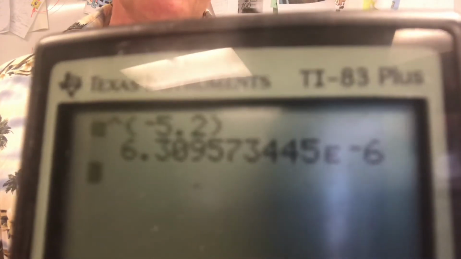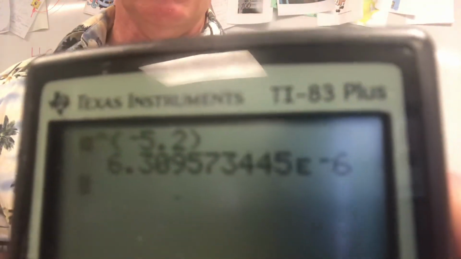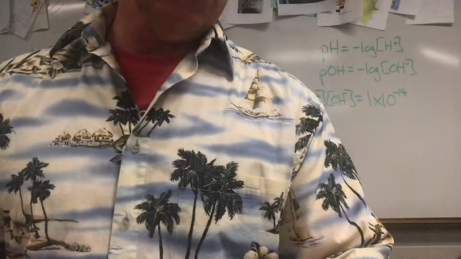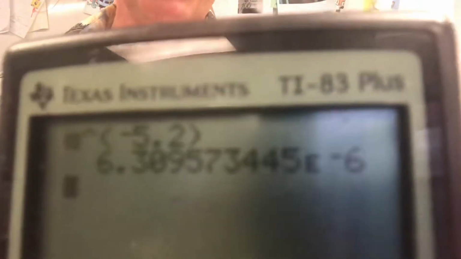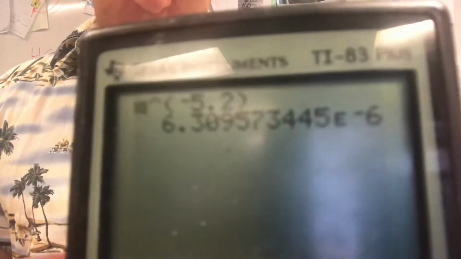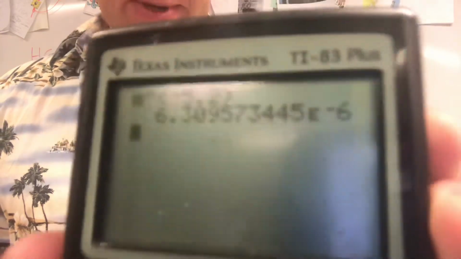Boom! We got our answer. That's the concentration of the hydrogen. 6.31 times 10 to the negative 6th. Well, let's just check the answers and see how we did. Dang, we're good. We're good there, lab partner.